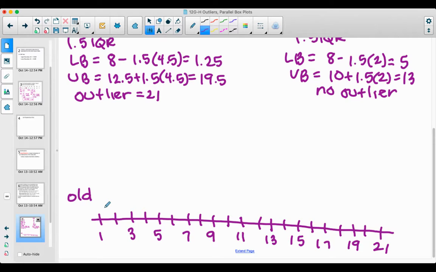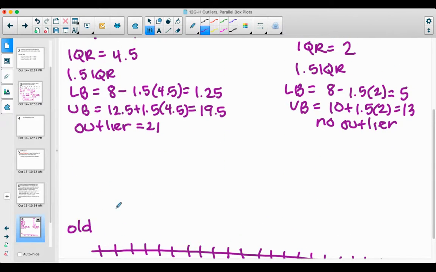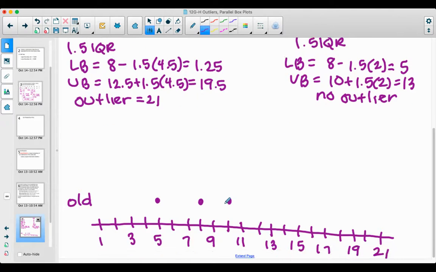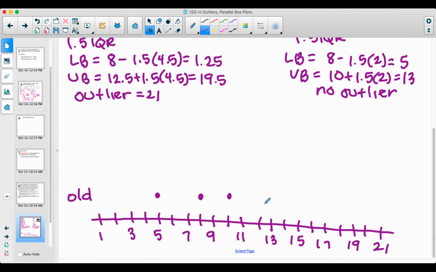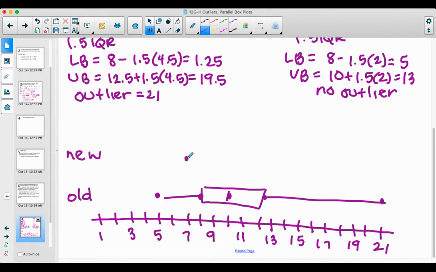And if we look at our data, our min is 5, 8, 10, 12.5, and 21. Okay, and so we have a box here, and then our whiskers, and then you would just put the new one above it. And what do we got here? 7, 8, 9, 10, 12.